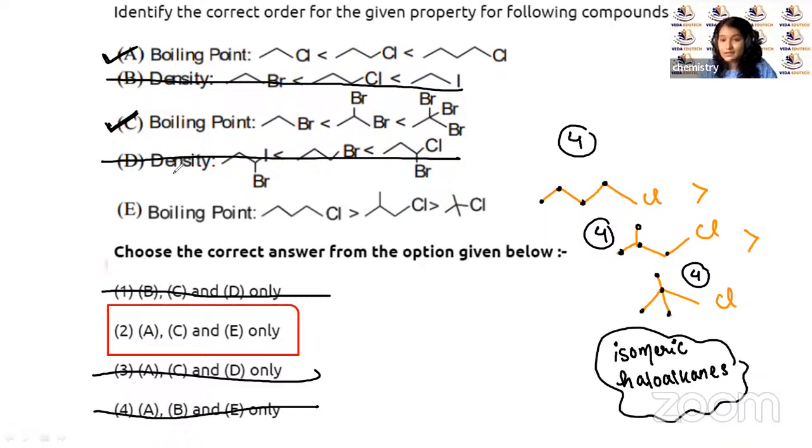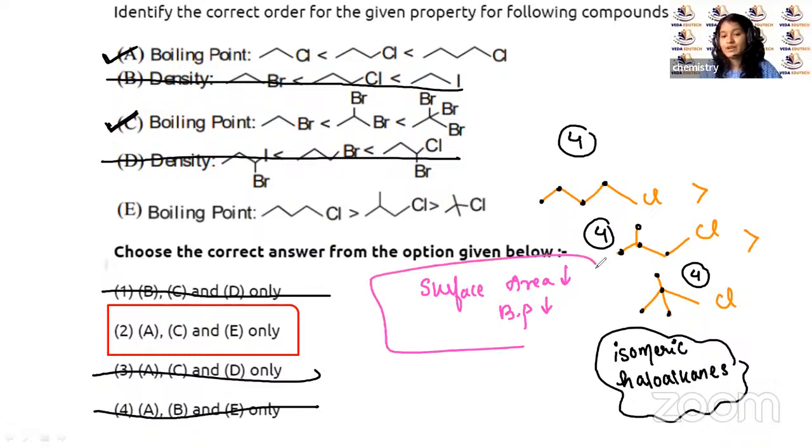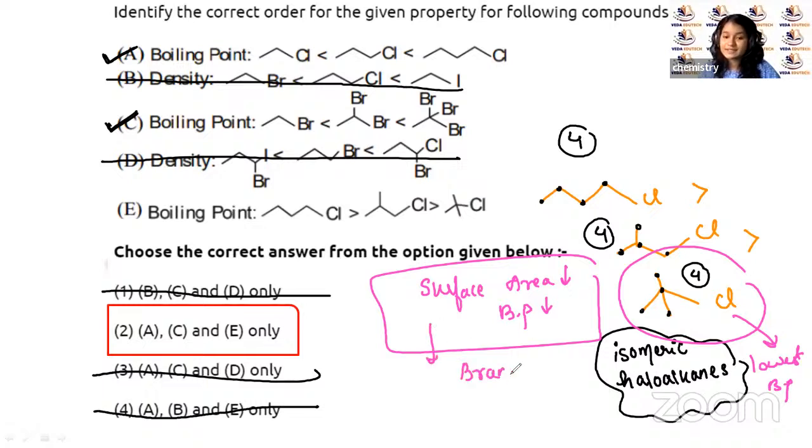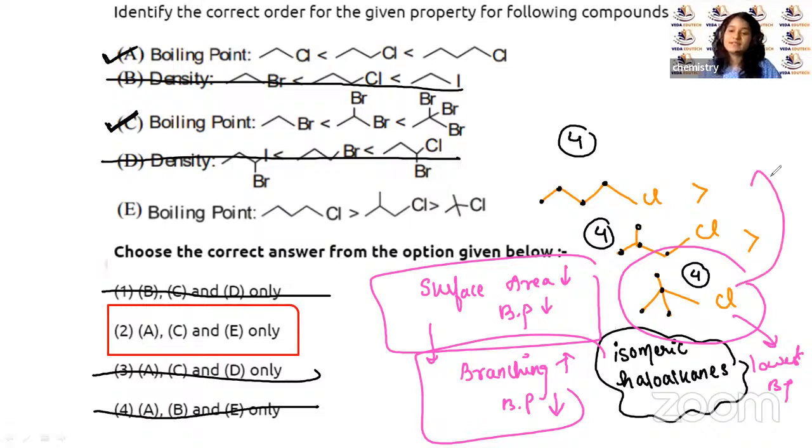And we know that in case of isomeric haloalkanes, when the surface area decreases, your boiling point is also going to decrease. So that's why, children, this one is going to have the lowest boiling point. Or we can see that when your branching increases, your boiling point is going to decrease. So the highest branching is in this case. So as it has the highest branching, it is the lowest.